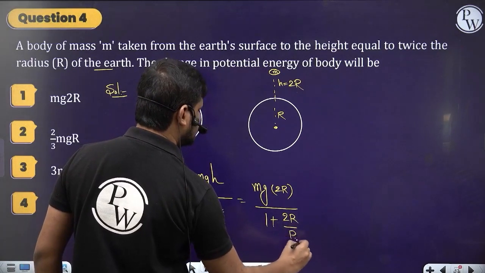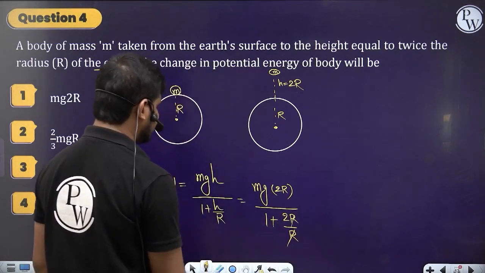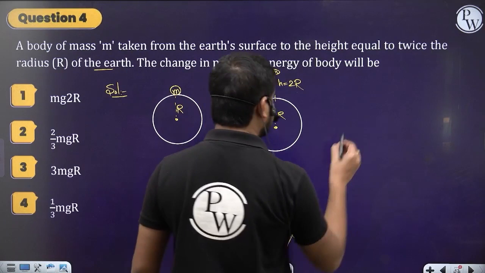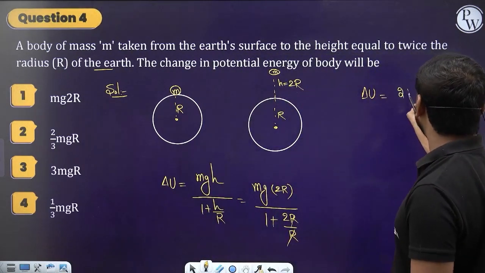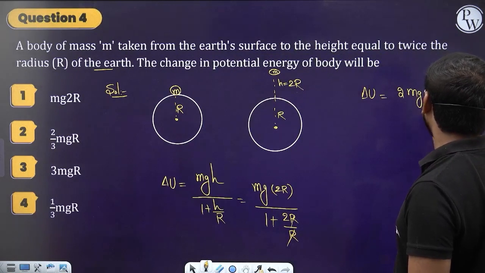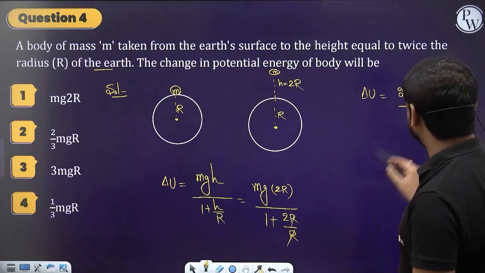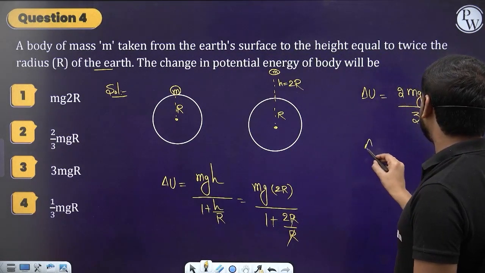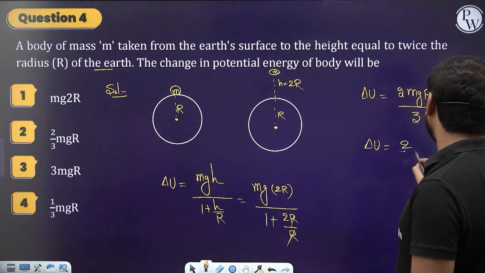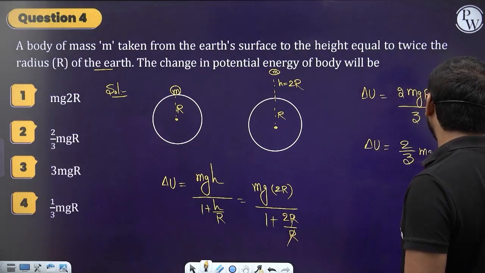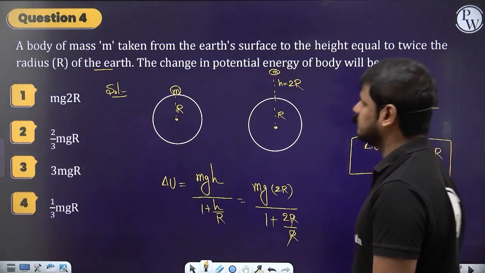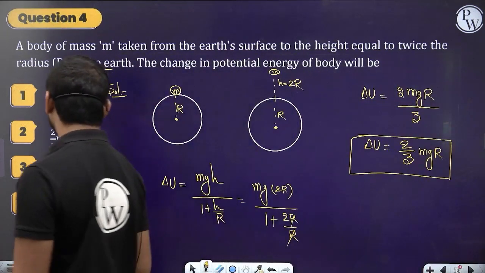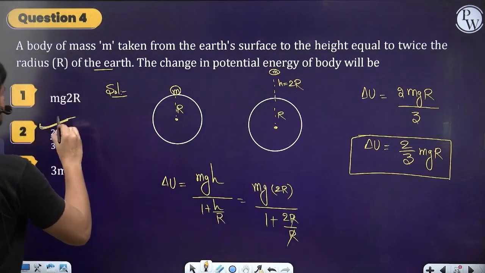by 1 plus, in place of h, 2R by R. Here R gets cancelled, so we are left with delta U equal to 2mgR in the numerator by 1 plus 2, which is 3. So delta U is equal to 2 by 3 times mgR. Option 2 is the correct one, guys.